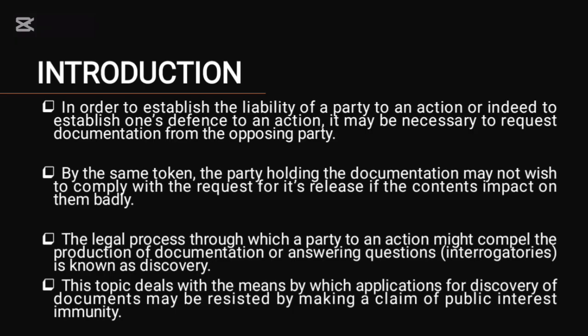So before we jump into public interest immunity, we must first understand what discovery is in relation to admin law. In admin law, discovery refers to the process by which parties involved in an administrative proceeding exchange information and gather evidence relevant to the issue being adjudicated. In order to establish the liability of a party to an action, or to establish one's defense to an action, it is necessary to request documentation from the opposing party. So that's what discovery is, just the exchange of information and evidence relevant to the case.